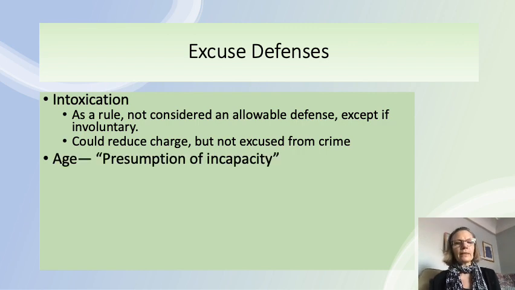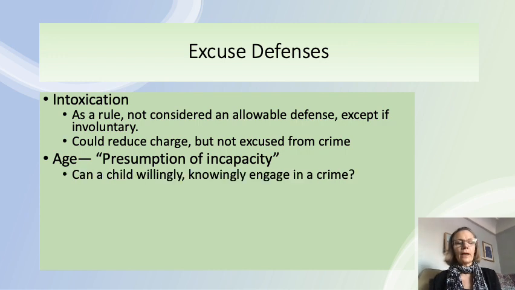Another excuse defense is age. And so the thinking here is that the question is can a child willingly and knowingly engage in a crime? Does a child really understand the consequences of their actions? So let's say a child picks up a gun and they're goofing around and they point it at their friend and they're like, I'm going to shoot you. And then they pull the trigger and shoot and their friend dies, heaven forbid, right? Can a child possess mens rea?